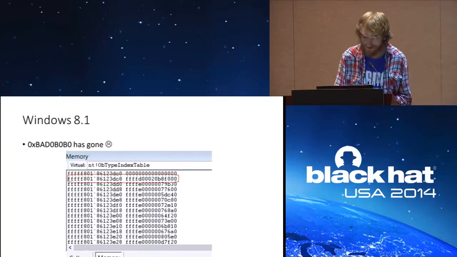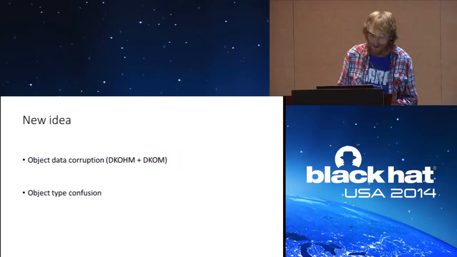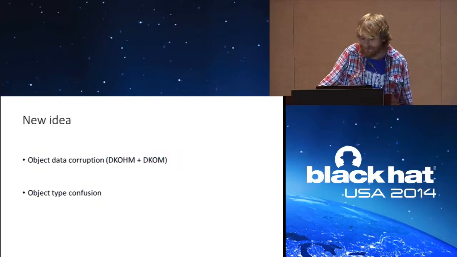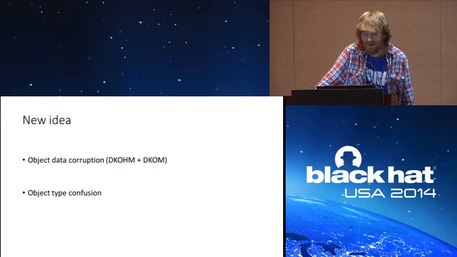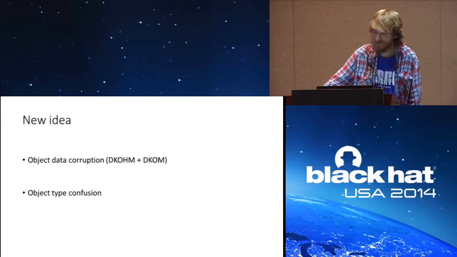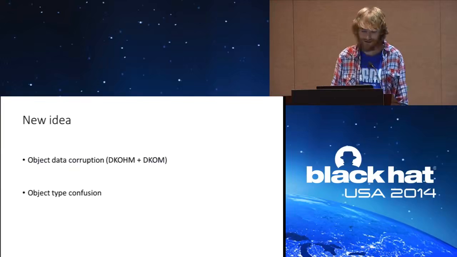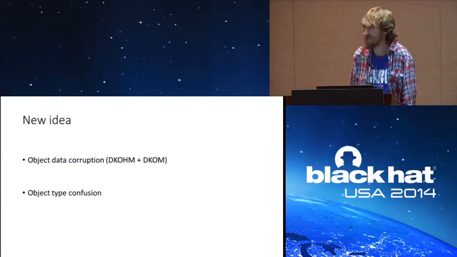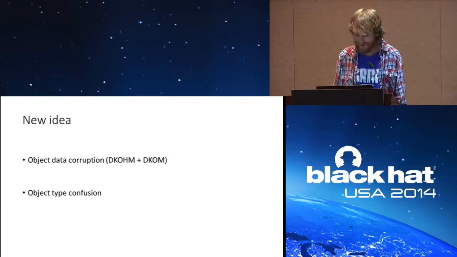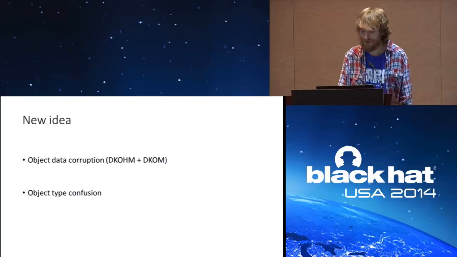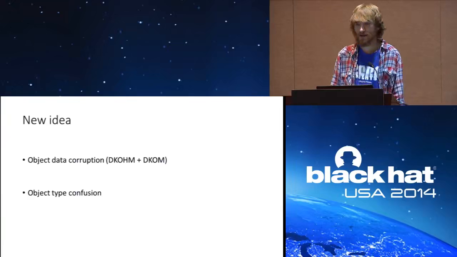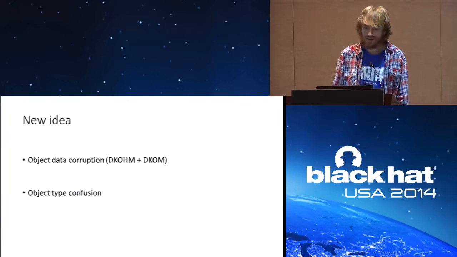So this attack using 0xBAD0B0B0 and type index 1 was simply eliminated. So I thought, okay, if the type index table array doesn't contain any special values, what about smashing the object body, or looking at how we can change the type index to a different one, and look for benefits. For example, the first one was type confusion. So what happens if we change the type index from one legitimate to another?